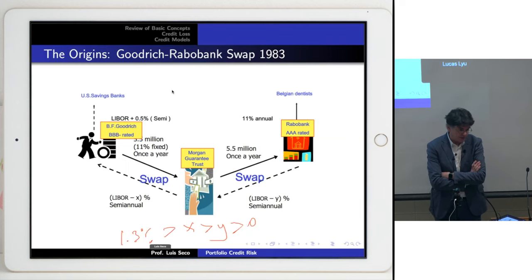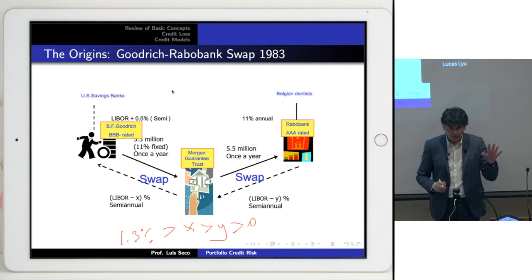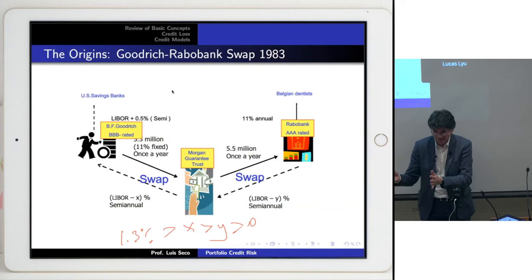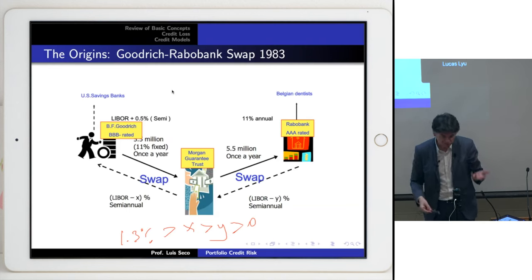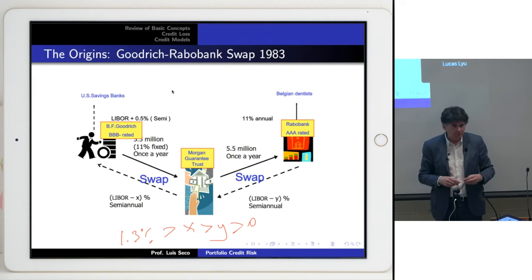So then, from the left of those inequalities, Goodrich makes money. X bigger than Y means that Morgan makes money, and Y bigger than zero means that Rabobank makes money. Is that clear? Great, okay. So in this equation now, you see, people now make money. We're in this part of the course. If it wasn't for that, this deal would be merely academic. But here people are making money, and that's why they do it.